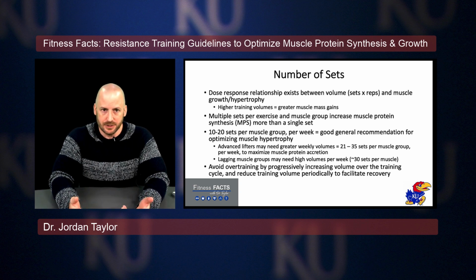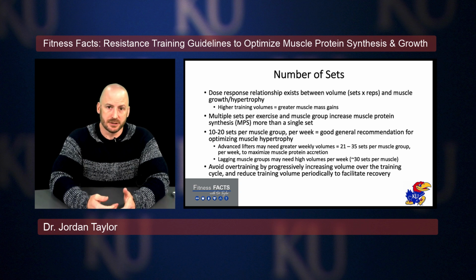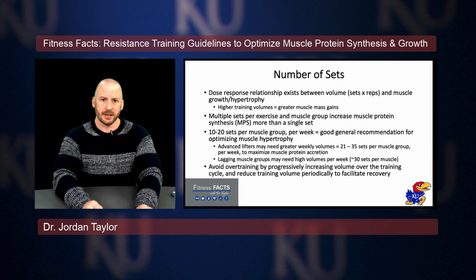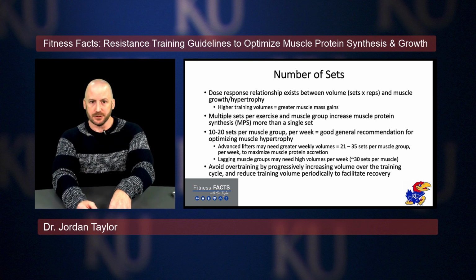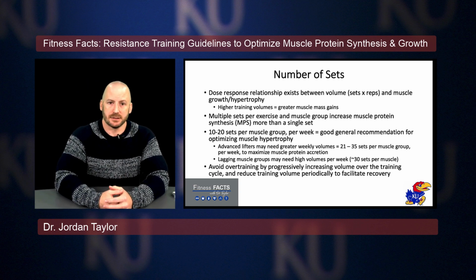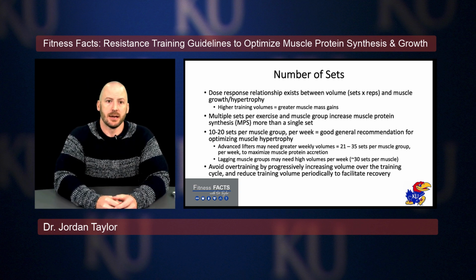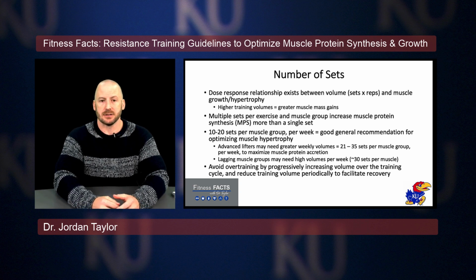So higher training volumes, more sets, more reps, tend to lead to greater muscle mass gains. That makes sense intuitively. Multiple sets per exercise and per muscle group tend to increase muscle protein synthesis more than just doing a single set of a given exercise, one set per muscle group. You're not going to get the same muscle growth as doing multiple sets and multiple exercises per muscle.